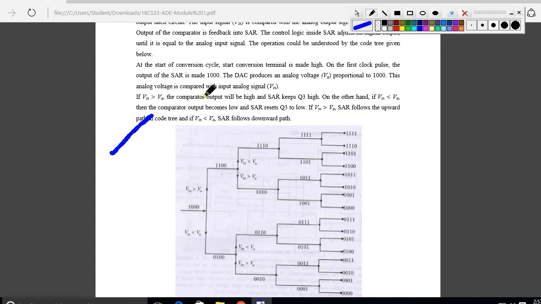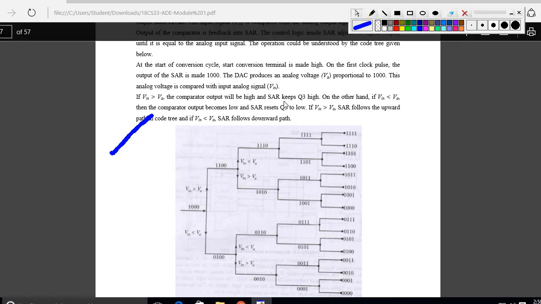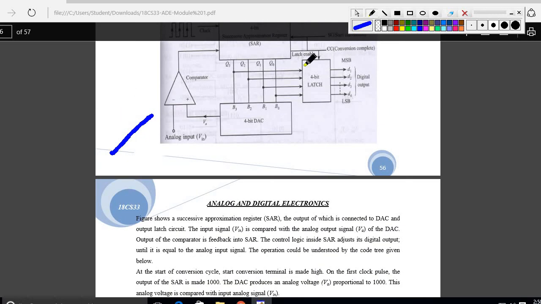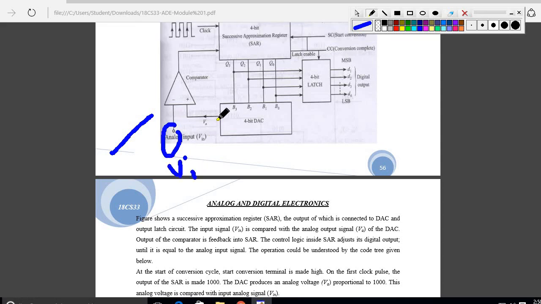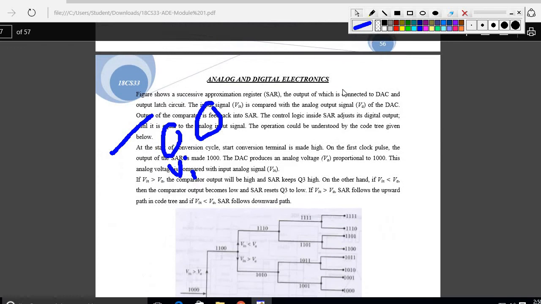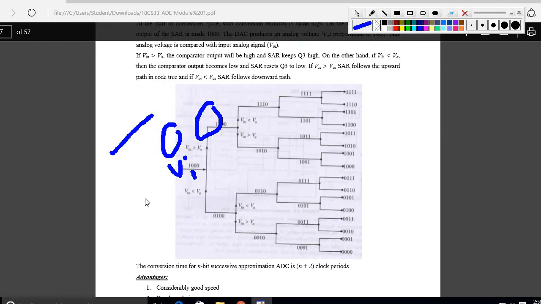So again I am repeating this once. We have to see this. VA and Vin are the inputs: this is the input signal Vin, and this is your VA, correct? We will see what happens when Vin is greater than VA and when VA is greater than Vin. That is exactly what is given in the code tree.